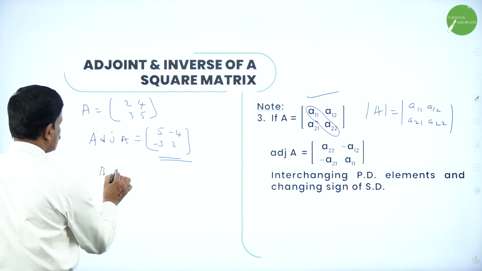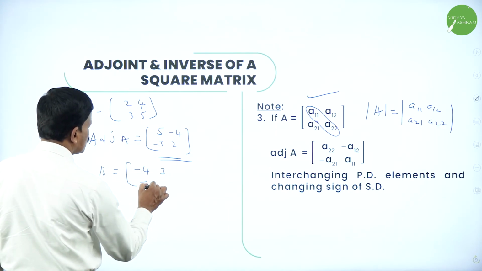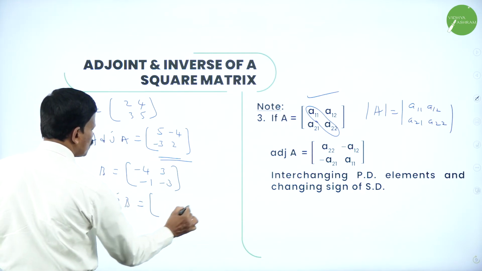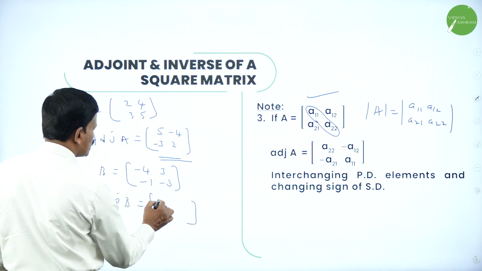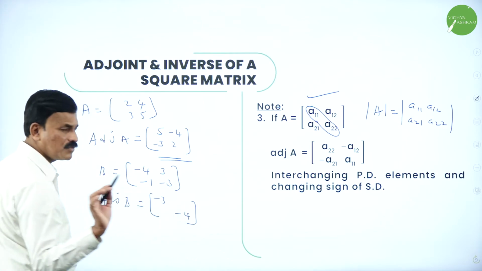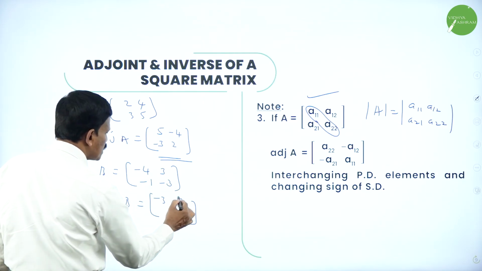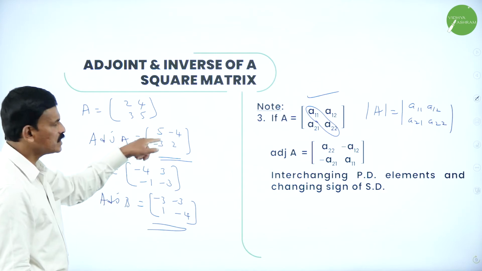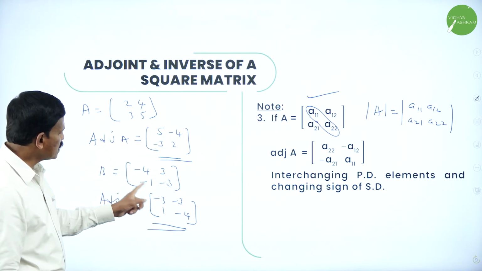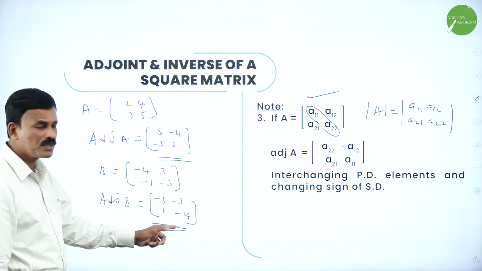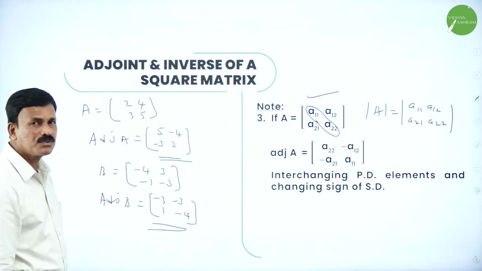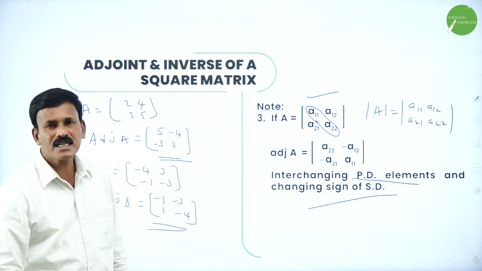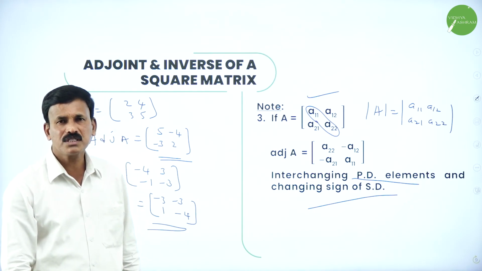One more question. Let me take B is equal to minus 4, 3, minus 1 and minus 3. Then the adjoint of B: interchange the diagonals, minus 4, minus 3 becomes minus 3, minus 4, and the signs remain the same. Whereas for the secondary diagonal, plus 3 becomes minus 3 and minus 1 becomes plus 1. See the difference. Interchanging the principal diagonal elements and changing the signs of the secondary diagonal elements gives the adjoint of a square matrix of two rows and two columns.